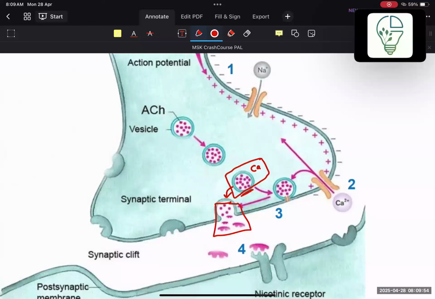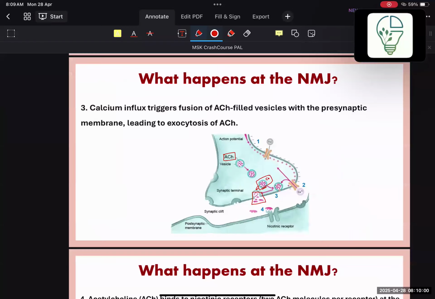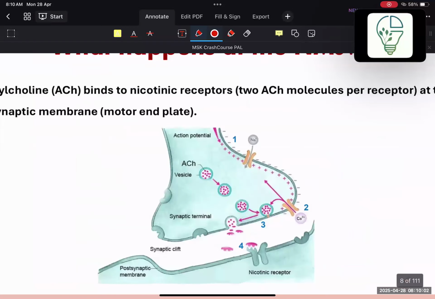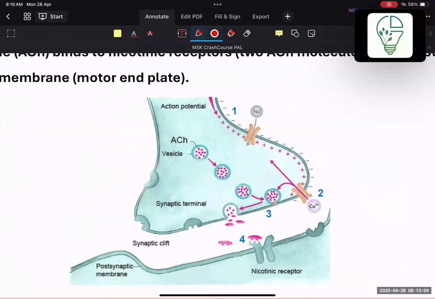Now, what does this vesicle contain? It contains a molecule called acetylcholine, or ACH. Okay, so once this calcium comes in, binds to the vesicle, and gets it to release its content by fusing with the membrane, this acetylcholine will end up going and binding to a receptor on the postsynaptic membrane. Okay, and the receptor is called the nicotinic receptor, but we will get into all of these details later.